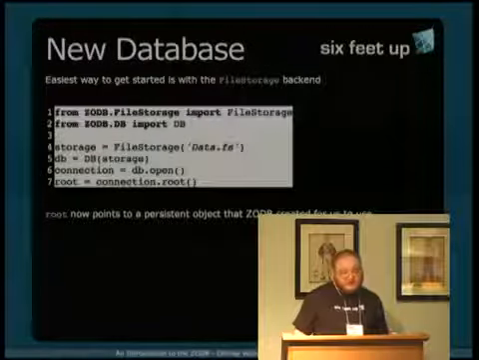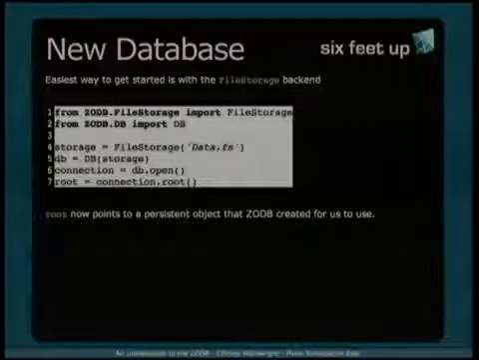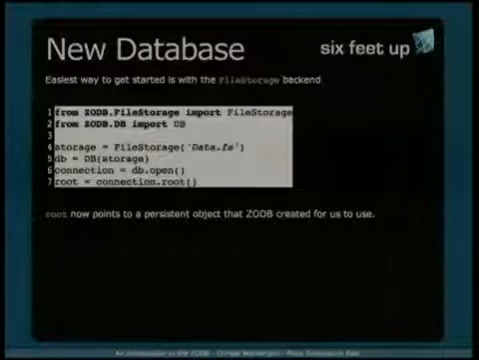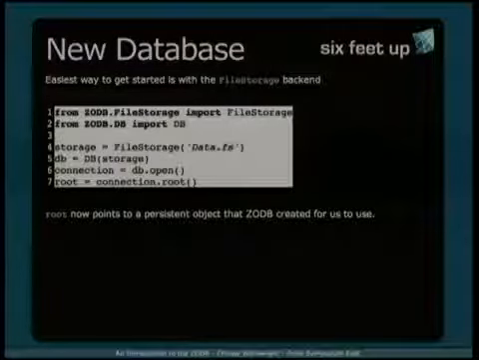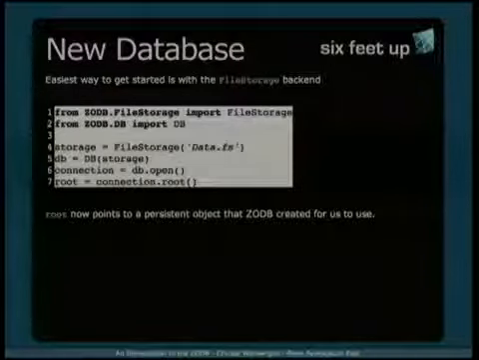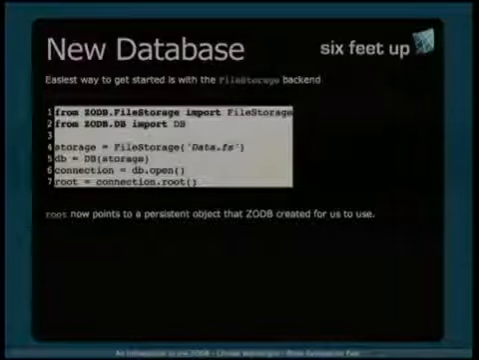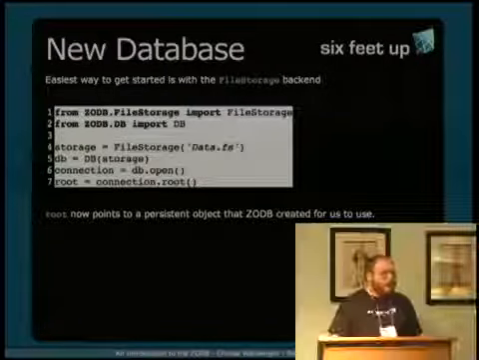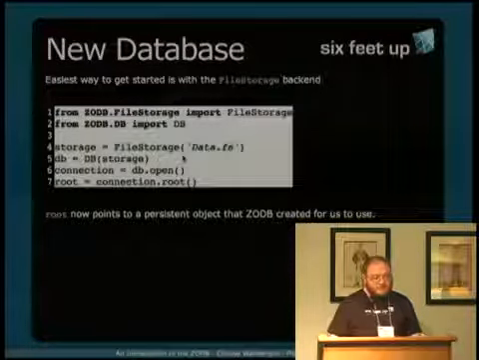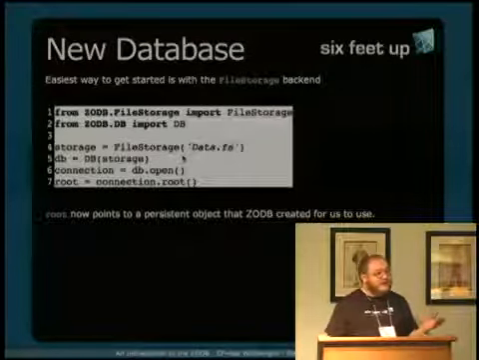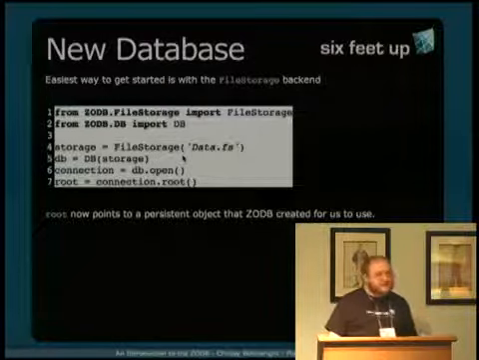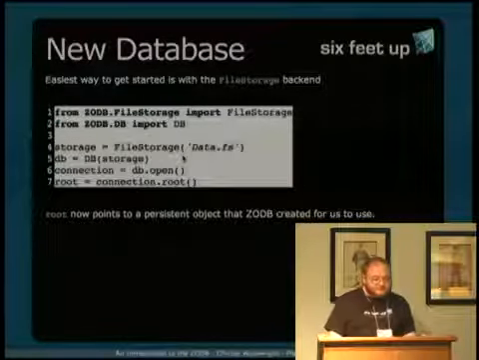So we're going to go ahead and create a new database. We've already got it installed. And the quickest way to get started is just to use the FileStorage backend that is included with the ZODB. So we import that. We also import the DB class, which is used as the high-level database API that you can interact with regardless of backend. So we generate our backend object, passing in the name data.fs for the file to store our data in. That name's arbitrary, but data.fs is a convention that's widely used.